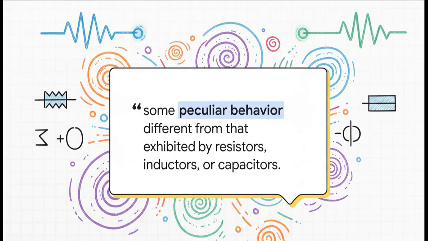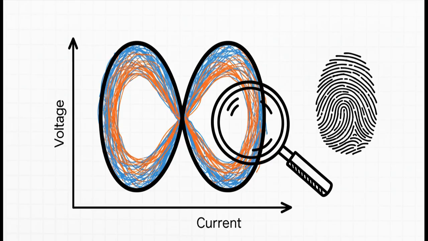And the result? It was completely unique. When he tested his creation, it produced behaviors that were, as he put it, peculiar, totally different from anything you'd ever get from a resistor, an inductor, or a capacitor. And this right here is the smoking gun. When you plot the voltage versus the current of his circuit, you get this amazing shape. A pinched hysteresis loop. This strange looping figure 8 pattern is the Memristor's unique fingerprint. It was the proof. This was a fundamentally new type of component.